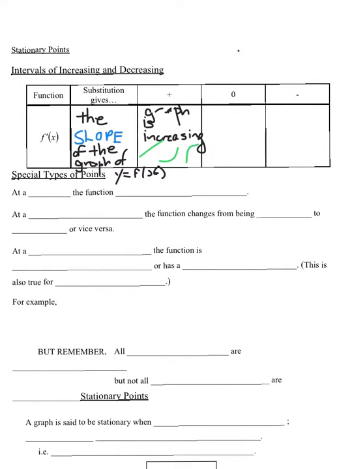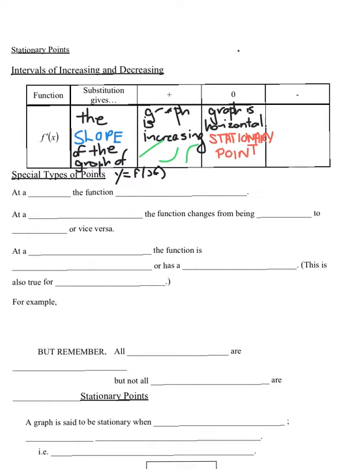What about when the slope is 0? Very good. The graph is actually, at that moment, horizontal. All right? So the graph is horizontal. And whenever the graph is horizontal, that has a special name: we call that a stationary point. So this new section is going to be all about stationary points.